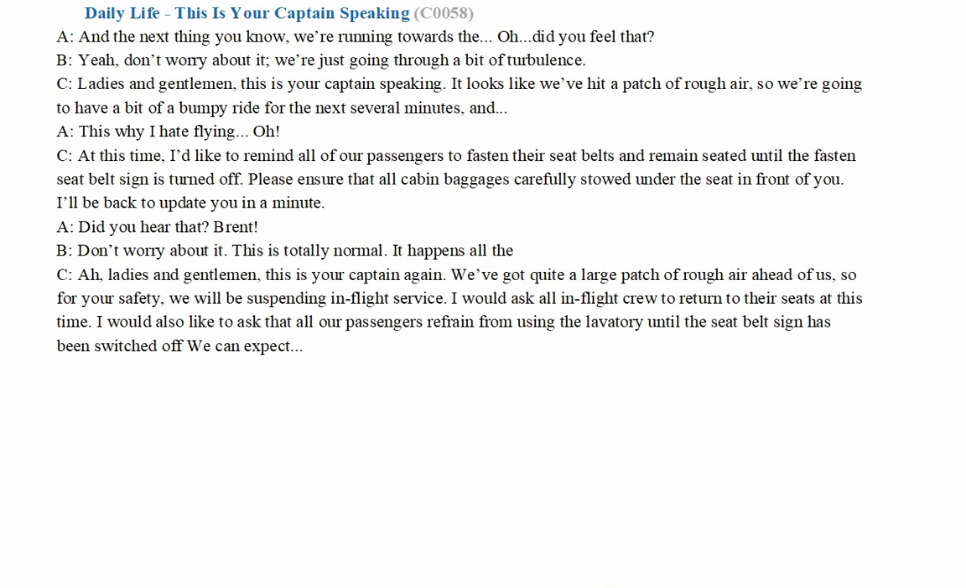So patch is a small area, right? Yeah, so a small area of turbulence. Now, what would be another example of patch? Maybe a patch of strawberries. So it's like a little strawberry garden, right? Yes. Or a patch of grass. Usually in front of your house, you'll have a little patch of grass. Okay, so patch of.